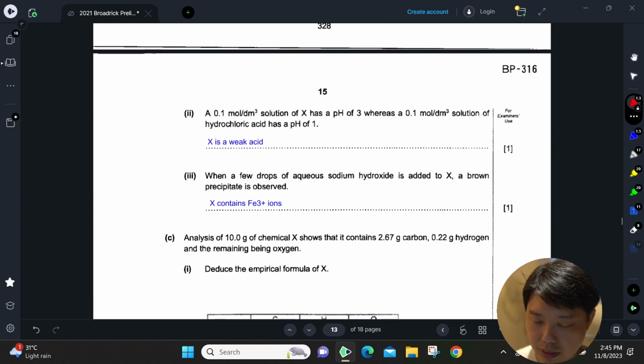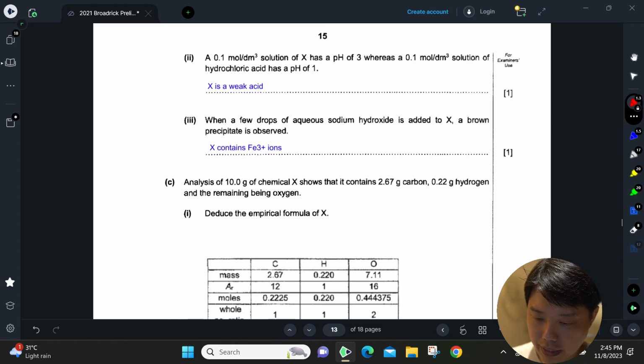Okay, the last point is on QA. When a few drops of sodium hydroxide is added, a brown ppt is observed. This tells you there is a Fe3+ ions present. All right, so you can look it up in your data booklet. That also tells you what is the cation that is present.